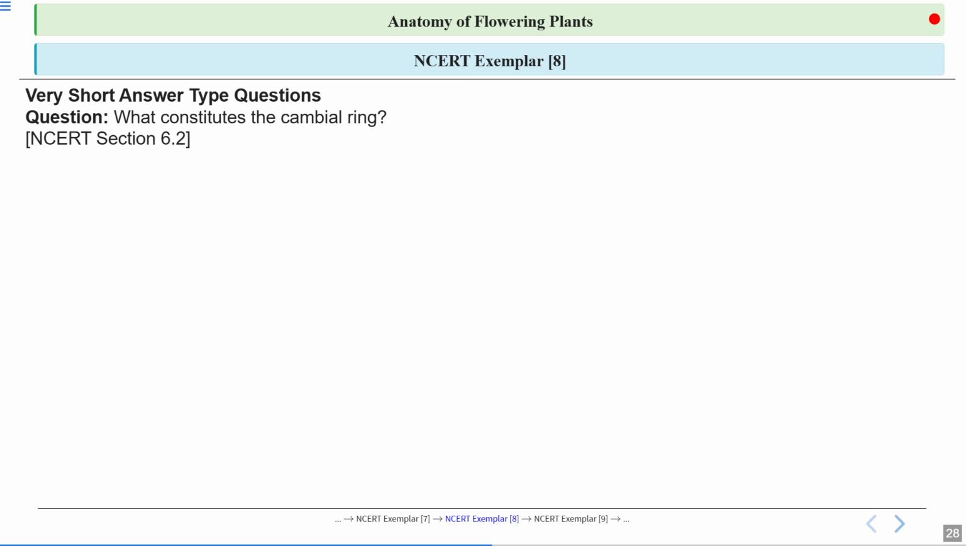Next question. What constitutes the cambial ring? This question is coming from the NCERT section 6.2. Let us see the answer.